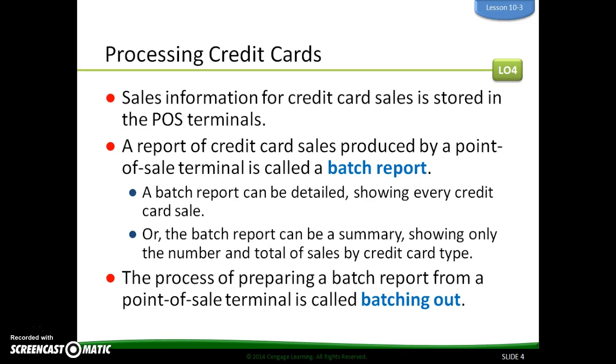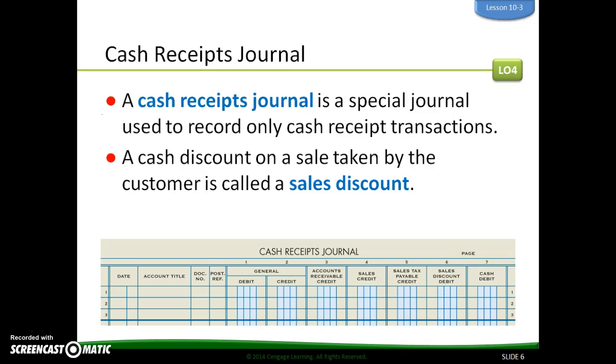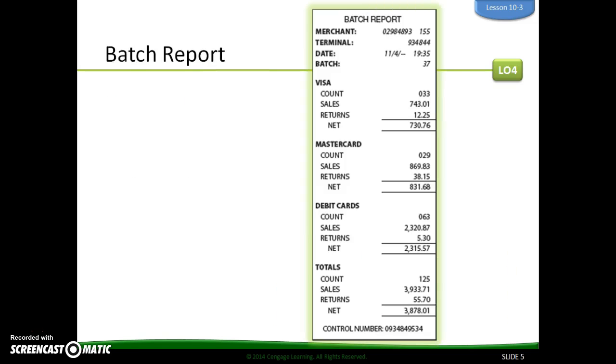For the purposes of this chapter, you're going to be hearing that these reports are generated on a weekly basis. That's only to simplify the accounting work that you're going to be doing. In the real world, businesses are going to do this every single day. So in terms of a batch report, we're looking at the number of transactions via Visa, which was 33, the total sales, any returns, and the net amount that we want to receive from Visa, from MasterCard, from our debit cards, and then the totals. So anytime that batch out piece happens, we'll go back and look at it.